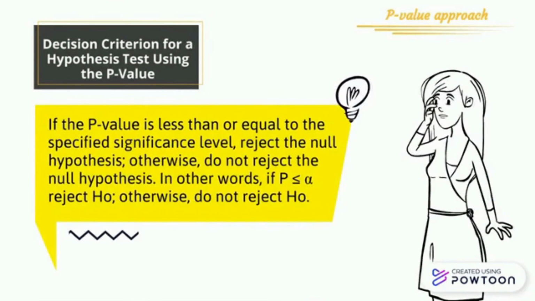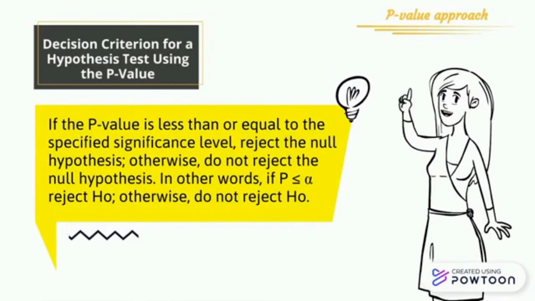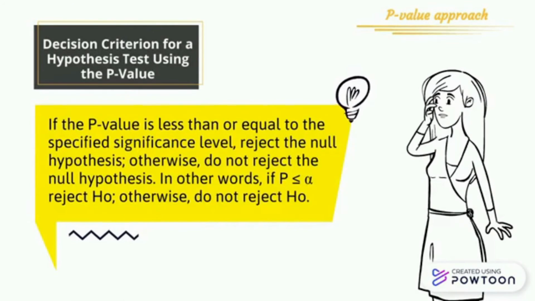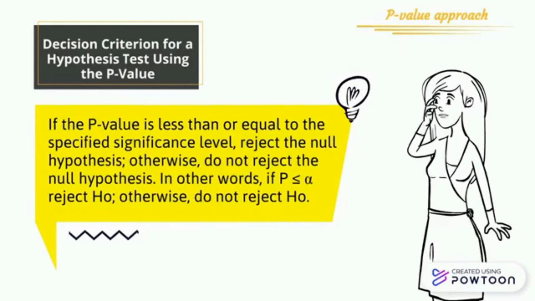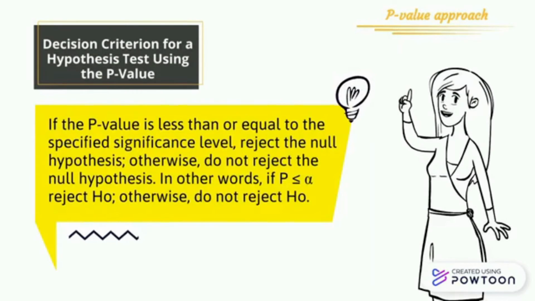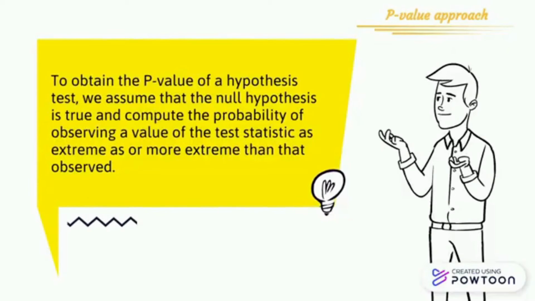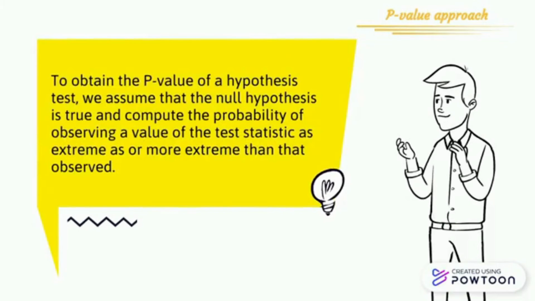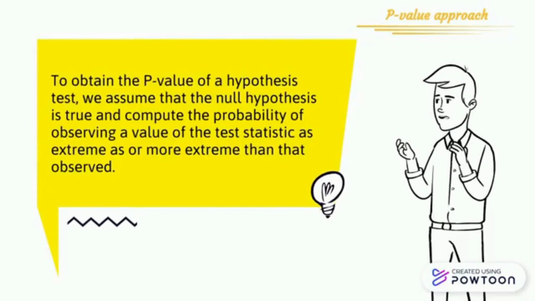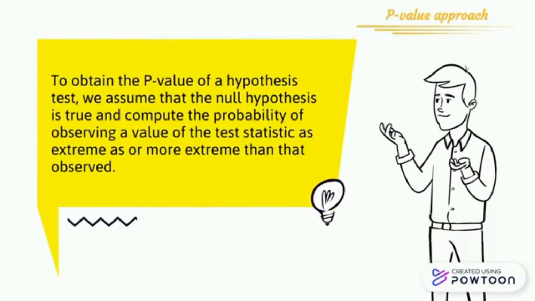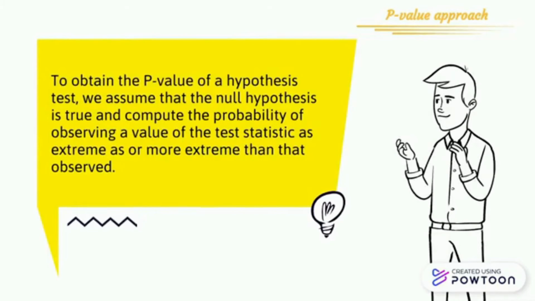Decision criterion for a hypothesis test using the p-value. If the p-value is less than or equal to the specified significance level, reject the null hypothesis, otherwise do not reject the null hypothesis. To obtain the p-value of a hypothesis test, we assume that the null hypothesis is true and compute the probability of observing a value of the test statistic as extreme as or more extreme than that observed.